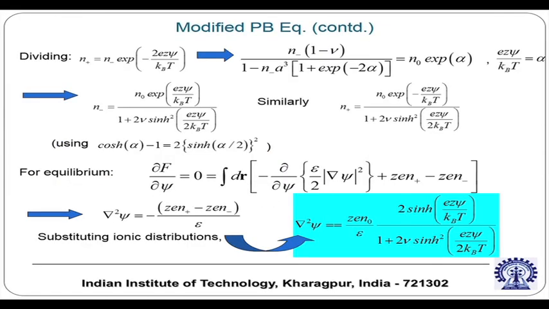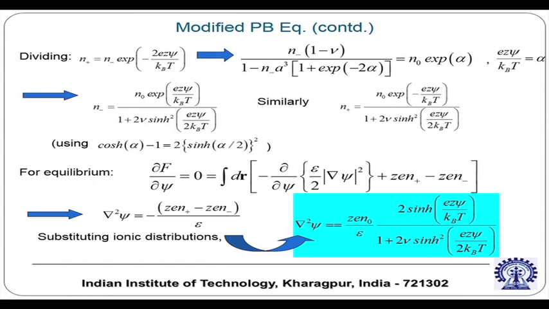Now for equilibrium you should also have the derivative with respect to psi equal to 0. The parameters were n plus, n minus and psi. So we set already that derivatives with respect to n plus, n minus 0, now we set the derivative with respect to psi equal to 0. So that gives nothing but the Poisson equation. See, the sanctity of the Poisson equation is not disturbed and you get the same thing.